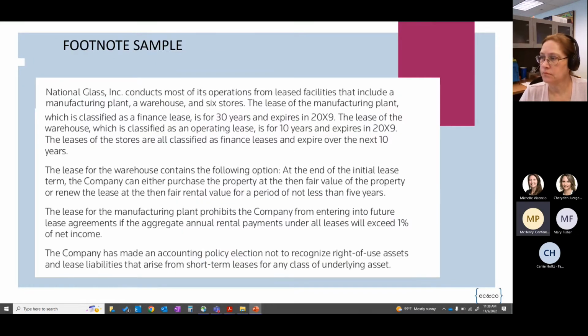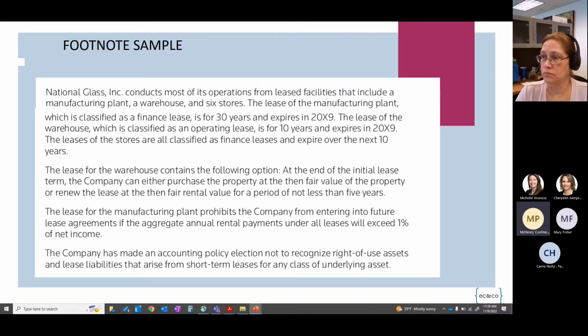And then with the footnote sample, it's very long. You guys can go ahead and read it. This was an example from a business. The main key points that need to be in here are what the lease is for. It's going to tell you exactly what you leased, but this particular one was a facility, and what they used it for.